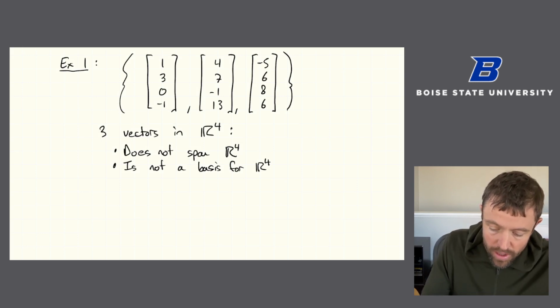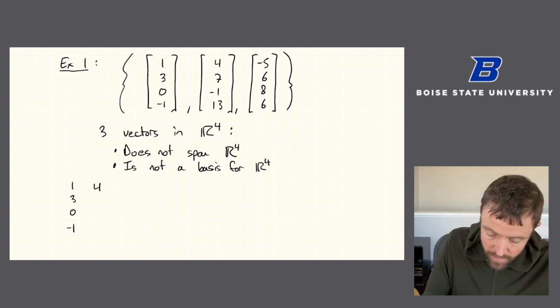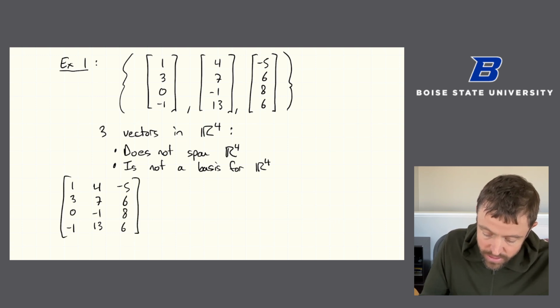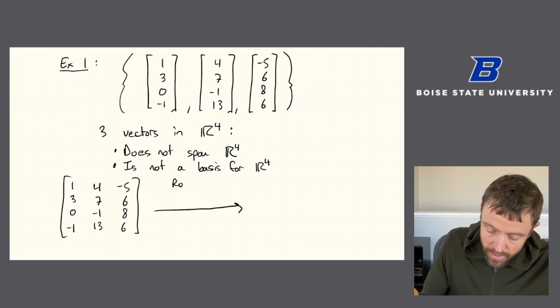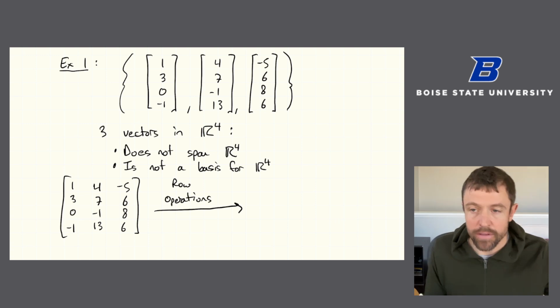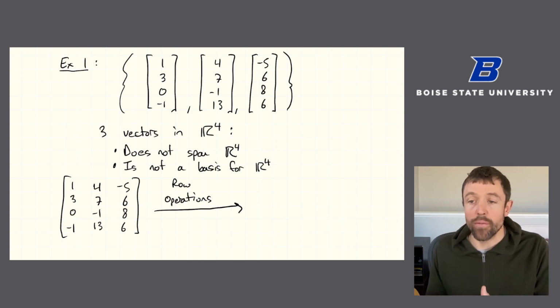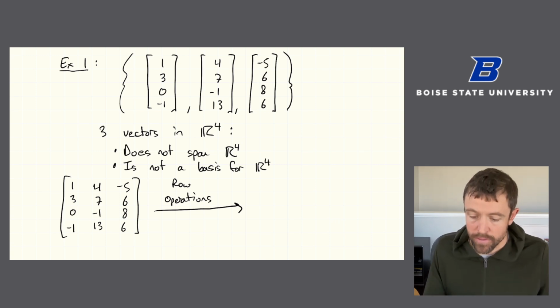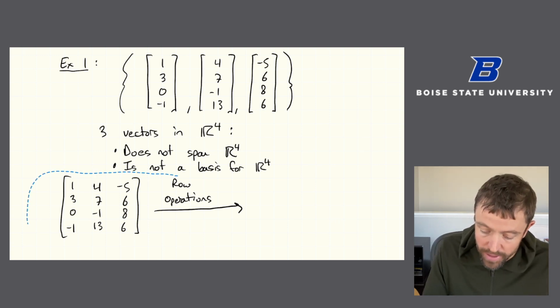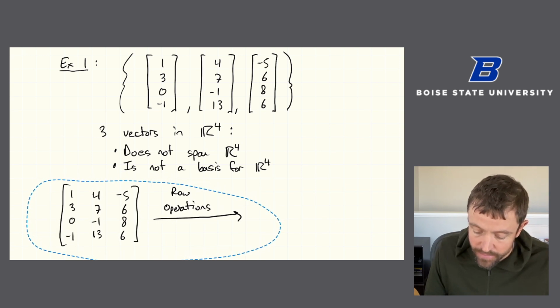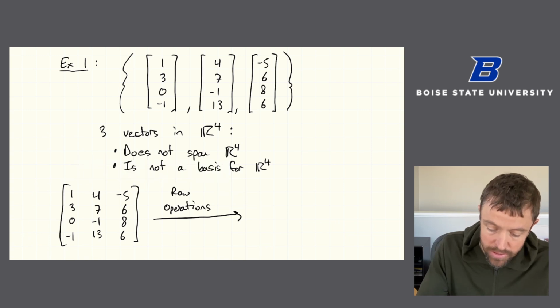So the vectors as the columns of a matrix, that's saying that we have 1, 3, 0, -1, 4, 7, -1, 13, and -5, 6, 8, 6. And through some series of row operations, if you need a refresher on how to convert something to echelon form or all the way to reduced row echelon form, this video is not the place for it. I have another video that you can watch on that. In this video, I'll skip those calculations just because otherwise it would take way too long.